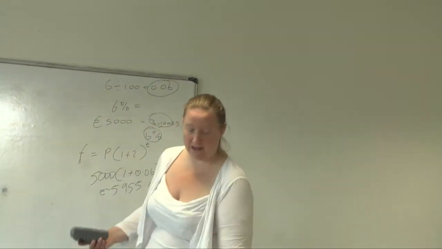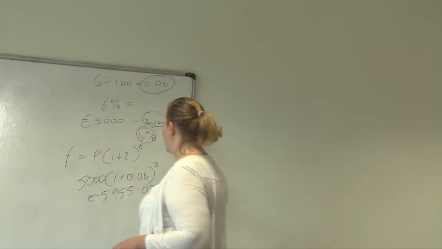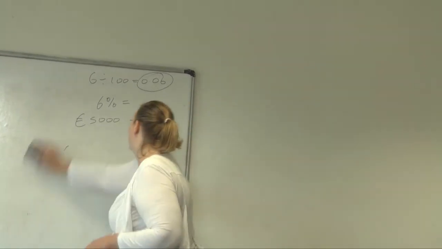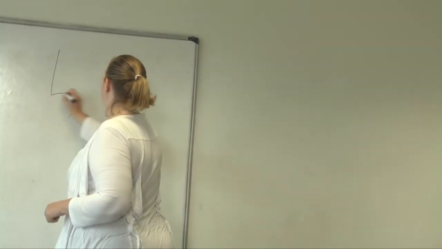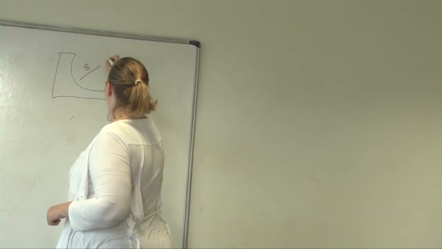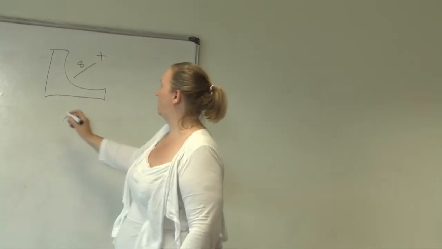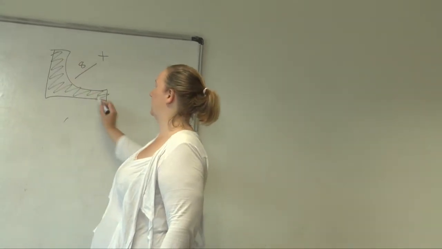So question 5. Again, you're still in calculation world. We haven't left that yet. And you need your maths tables again for this question. Question 5. They give you this. And what they want to know is find the area of the shaded in part.